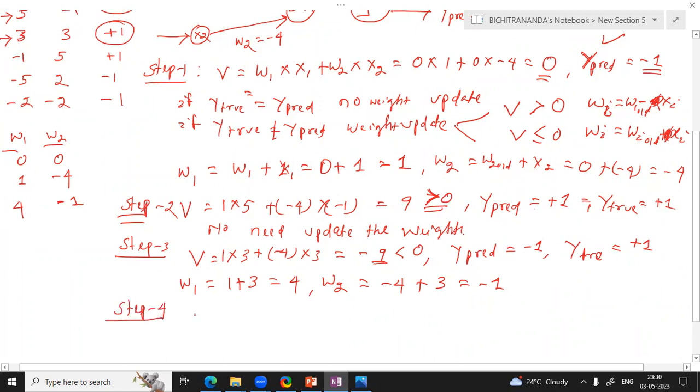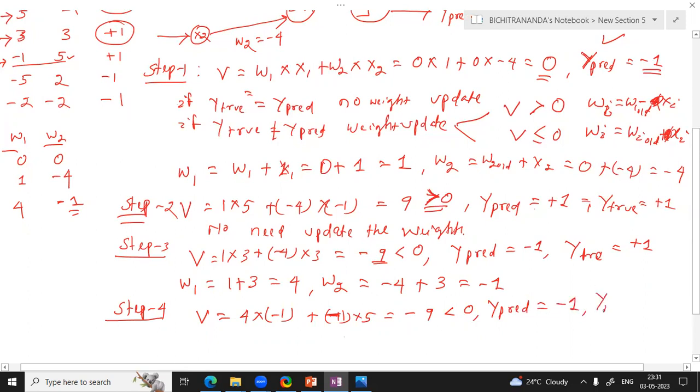Okay. So now V is equal to my weight 4 into, in this case, this is the input and this is the weight. Just do the multiplication. Your weight 4 into the corresponding x value, your minus 1, plus the weight minus 1 into my x equal to 5, minus 1 into 5. This is minus 1 into 5. So minus 4 minus 5, that is minus 9. Same thing happening here also, which is less than 0. Less than 0 means my y prediction is going to be minus 1.